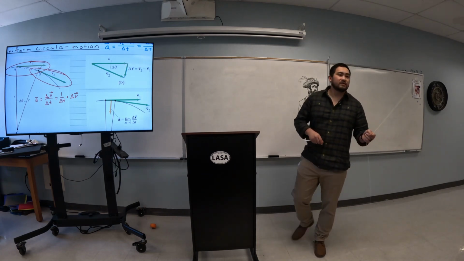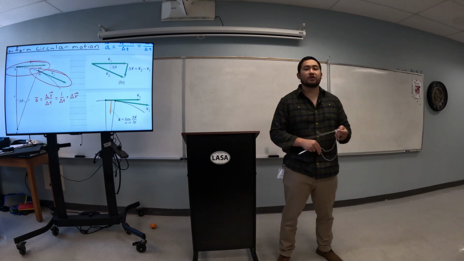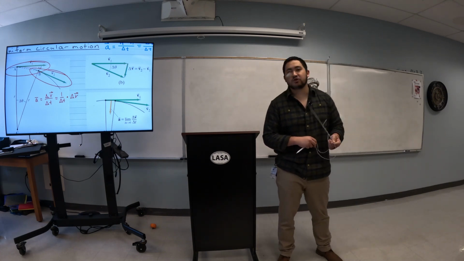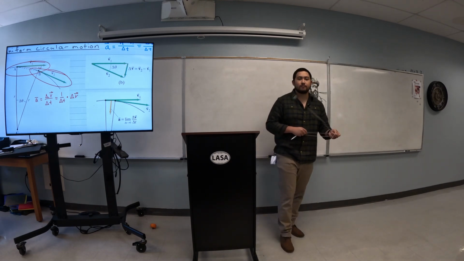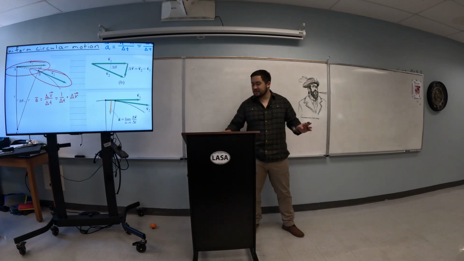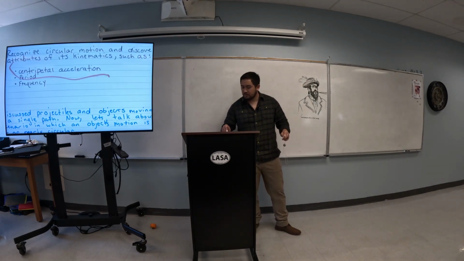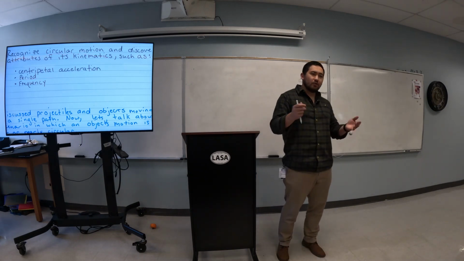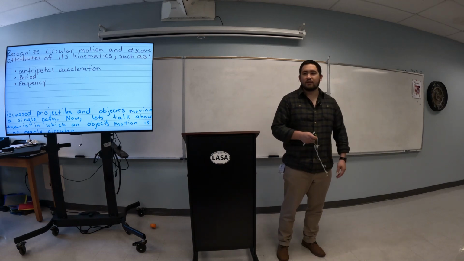So the point is that we now know that when an object is in uniform circular motion, it has acceleration that points towards the center of that circular motion. We call this acceleration centripetal acceleration. Centripetal just means pointing towards the center. It's a Greek word. Center pointing, all right?